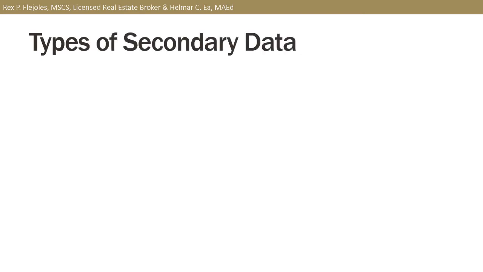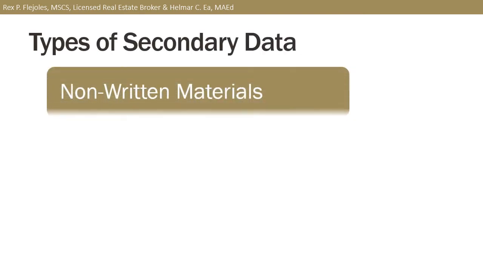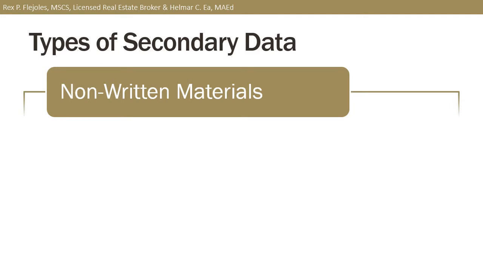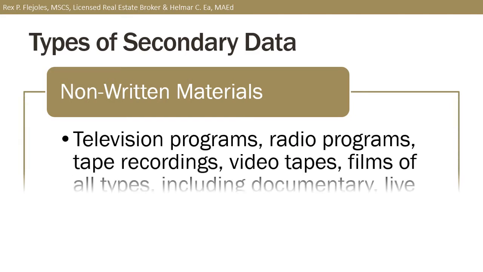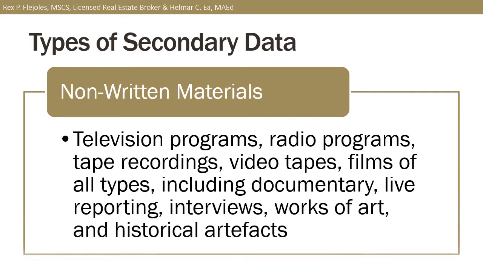Another type of secondary data is non-written. Non-written materials include television programs, radio programs, tape recordings, videotapes, films of all types including documentary, live reporting, interviews, works of art, and historical artifacts.